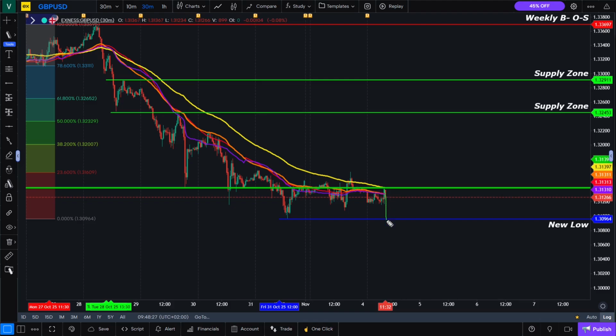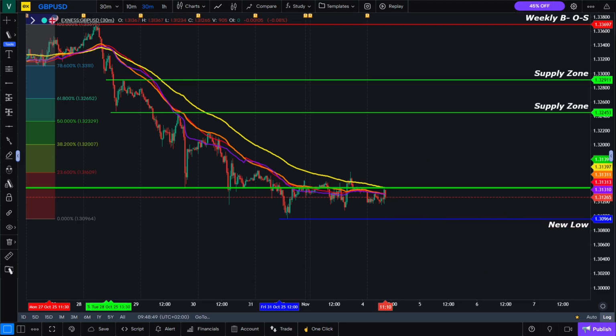If we do have a break below this new low from last week, which is 1.3096, then a pullback will be imminent to retest this break of the new low, and then a continuation to the downside to make that 1:3 risk to reward ratio.